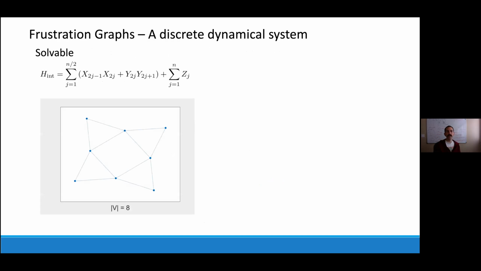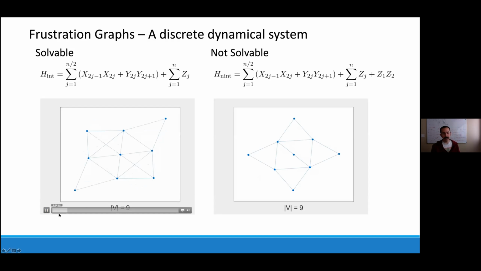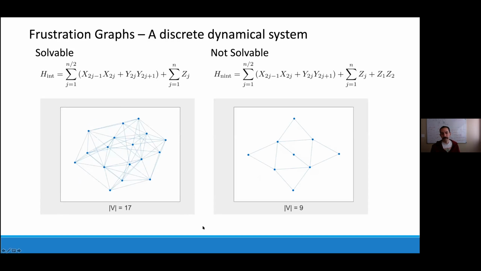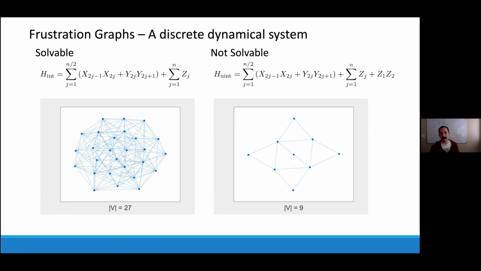So what happens when we do this for our pseudo XY model? So the XY model is in fact a solvable model, solvable by a Jordan-Wigner transform. And here's the 8 vertex thing. And here's now, I'm going to add one spurious coupling term, which is this over here. Okay, and let's see what happens if I iterate the discrete dynamics. In the solvable case, it iterates for a little while and then it stops.